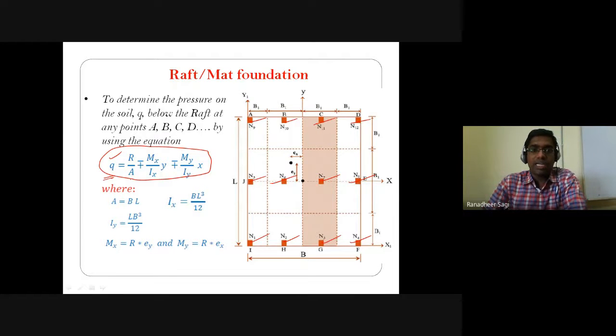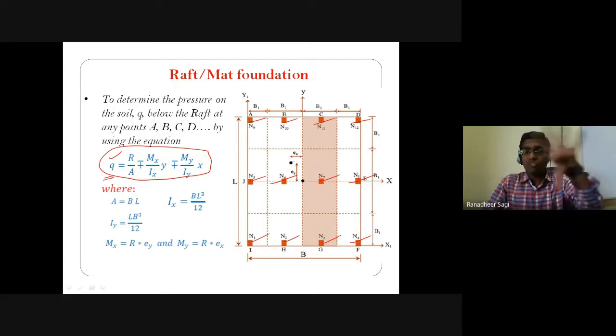A, capital A here, indicates the area of the raft. How do we calculate the area of the raft? It's nothing but the width of the raft times the length of the raft. Plus or minus Mx. Mx here indicates the moment developed about the symmetric x-axis of that raft foundation because of an eccentric load. Let's say the resultant of all these forces will not be exactly passing through the centroid of the cross section of your raft. It might have some eccentricity. This is a point, let's say for example, through which the resultant force is passing.